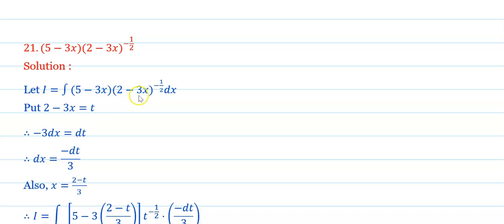That is 2 minus 3x raised to minus 1 upon 2. Therefore, we substitute 2 minus 3x equals t. Then we will find the value of x and substitute that value of x. Then the whole expression will be in the form of t.